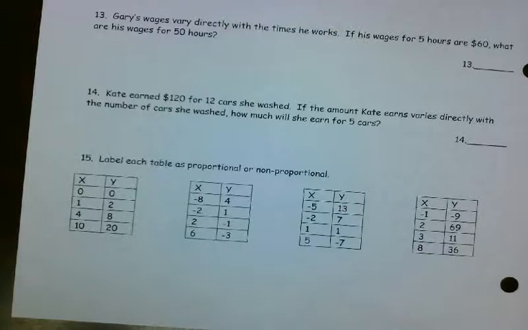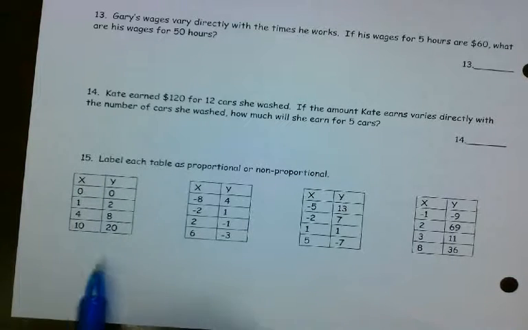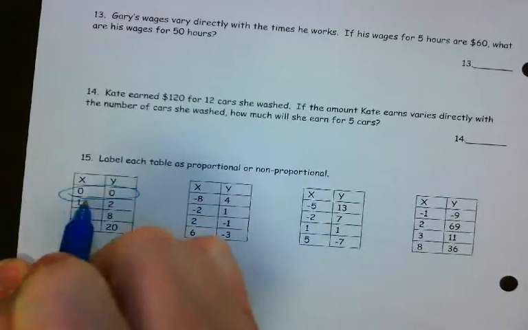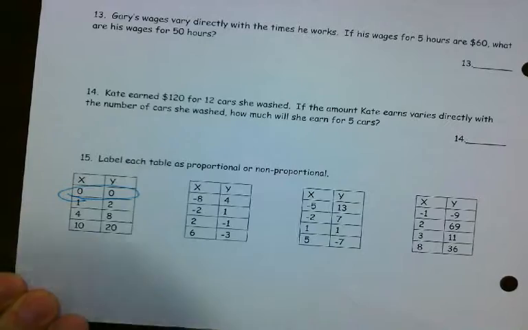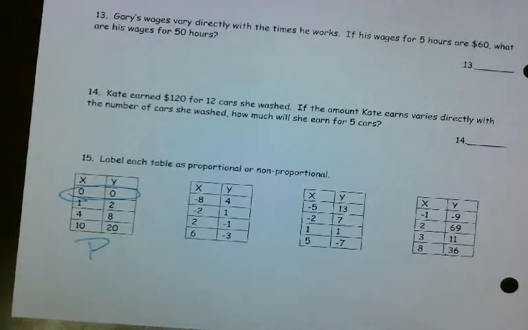Now, some of the tables will jump right out at you, right? When I look at 15, what jumps out at you on table 15 to tell you that it's proportional or non-proportional? It goes to the origin, right? I don't even have to do any work. I can see that this one goes to the origin, so this one definitely has to be proportional, okay?